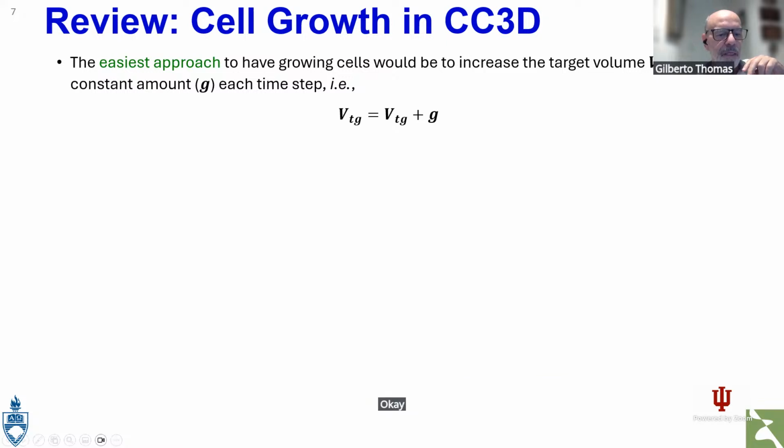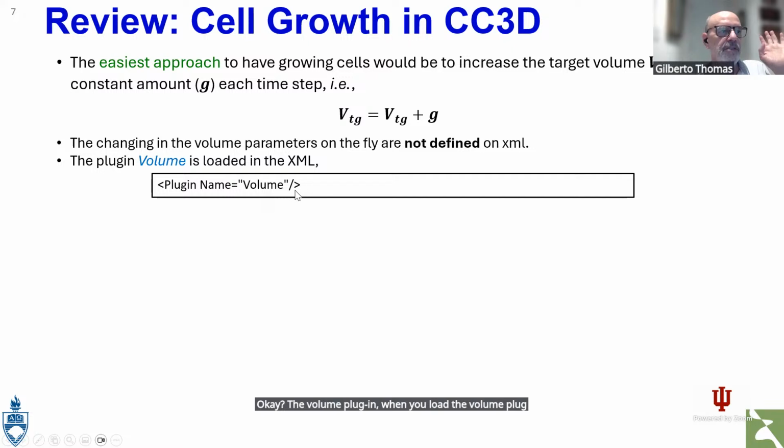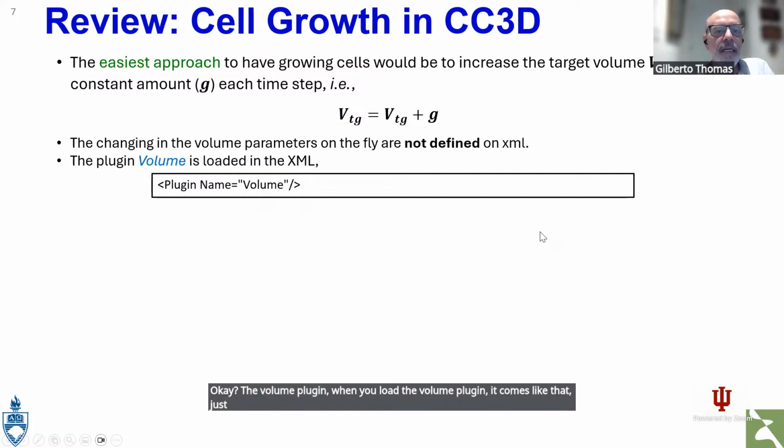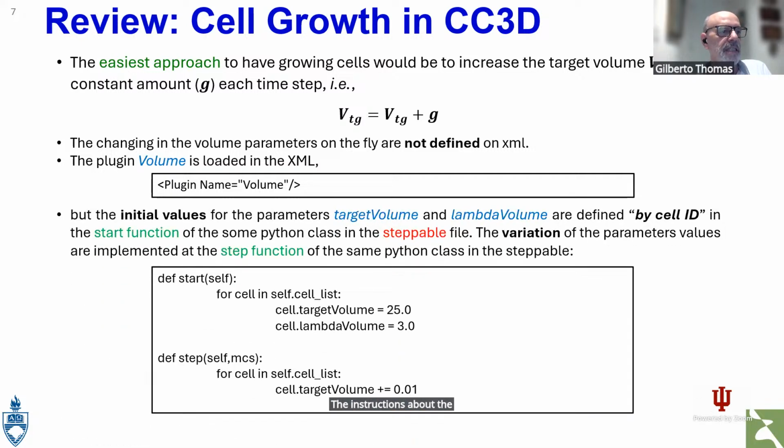Okay? So the question is, how do you implement this rule in the simulation? The volume plugin, when you load it, comes as just a line in XML that doesn't have any other instruction. The instruction about the volume, the target volume and the lambda volume of the cells, are given in the steppable file, in the start function of some class.